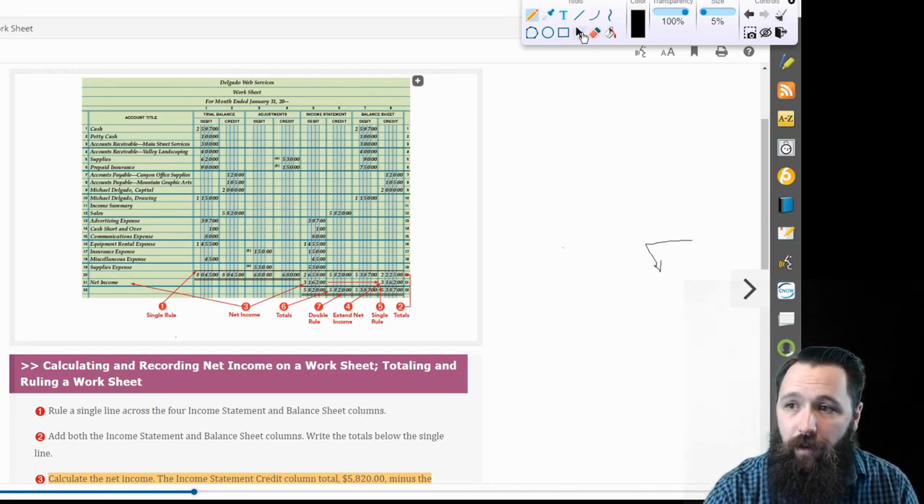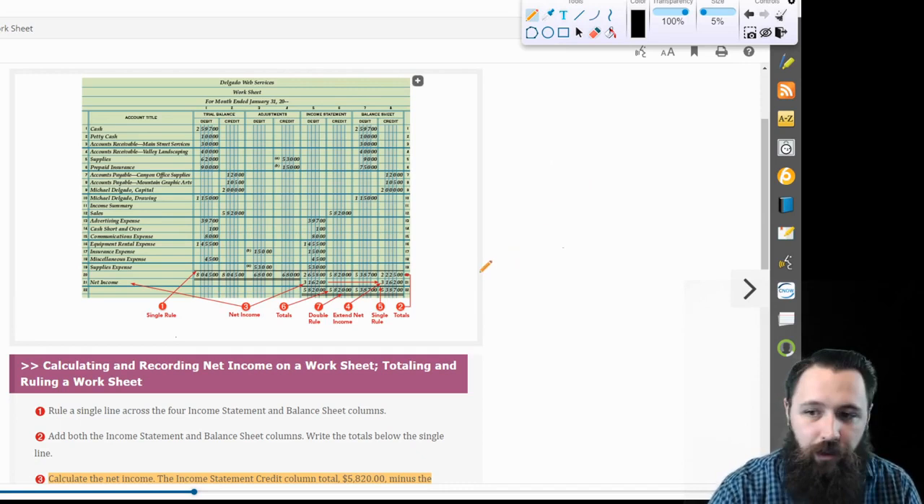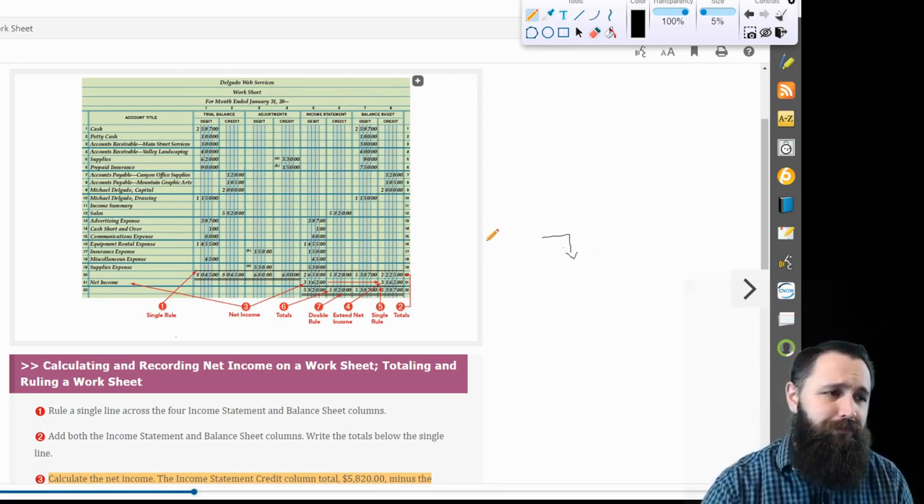Now, what if we had more expenses than we had revenues? Well, then you'd actually calculate it the opposite way. So let's say these numbers were switched and our debits were 5,820 and our credits were 2,658. Then we'd take the expenses first and subtract the credit, and it would be calculated this way. And if we had a net loss, we would have to record the net loss underneath the credit column.